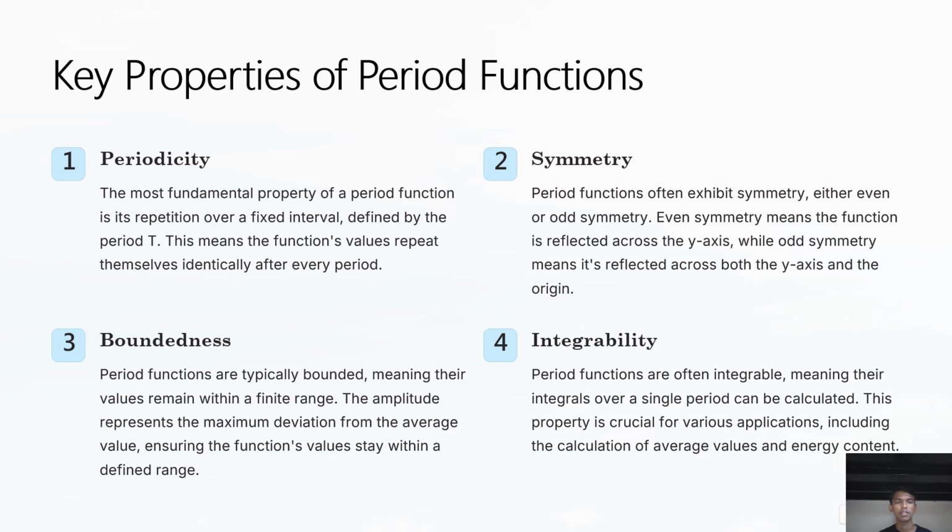Periodic functions are typically bounded, meaning their values remain within a finite range. The amplitude represents the maximum deviation from the average value, ensuring the function's values stay within a defined range.